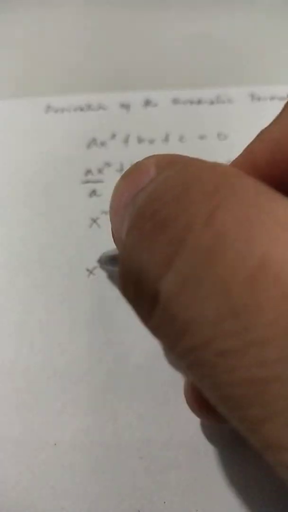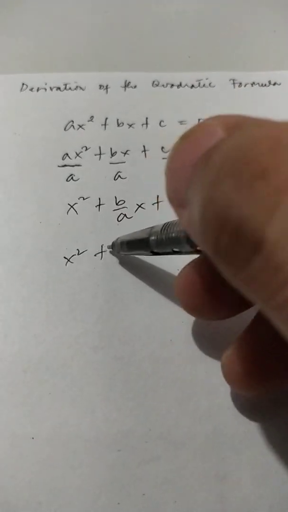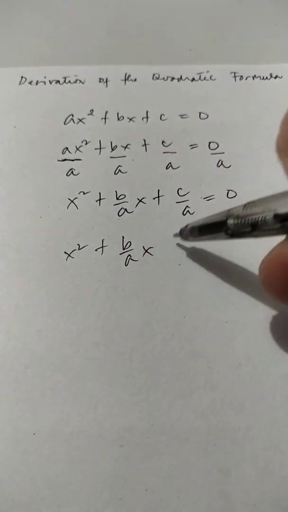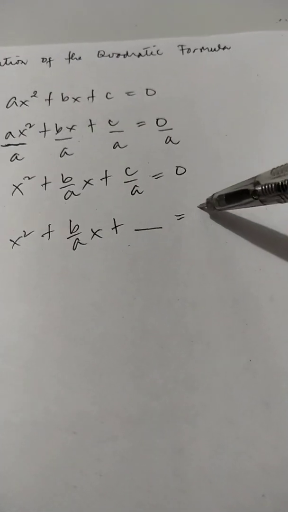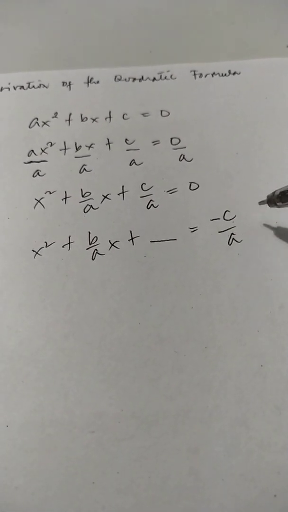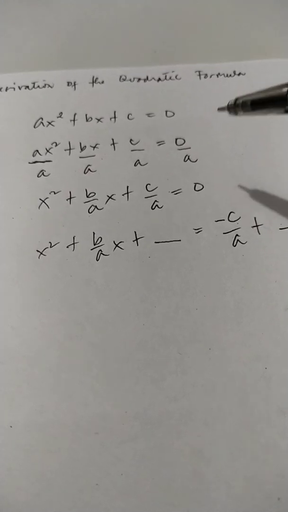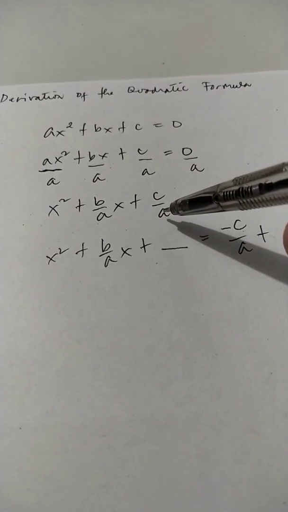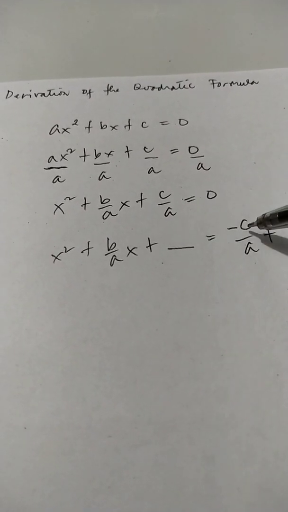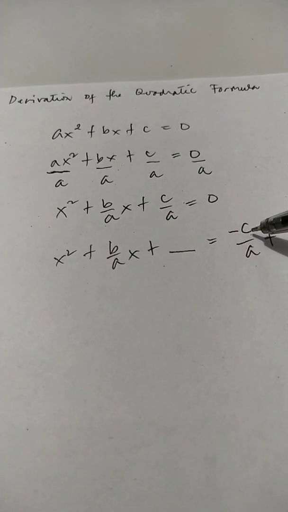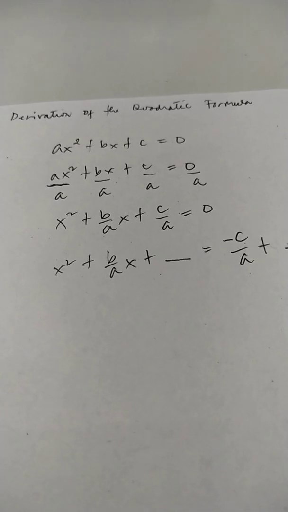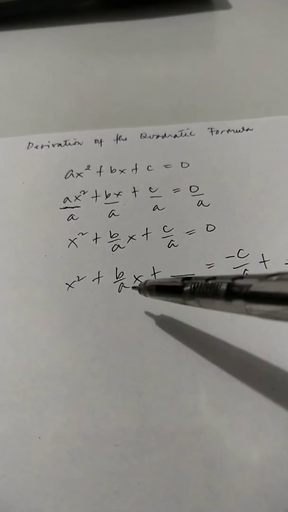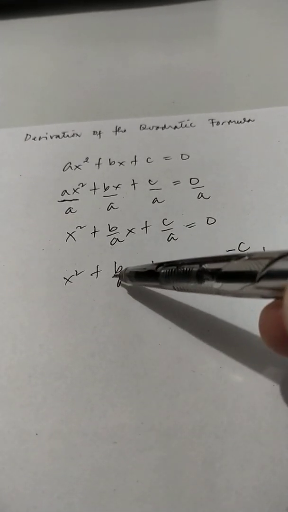Then we have x squared plus b over ax plus blank is equal to negative c over a plus the blank. c over a from the left side of the equation is positive. On the right side, it became negative c over a by addition property of equality. Now, the middle term is b over ax.